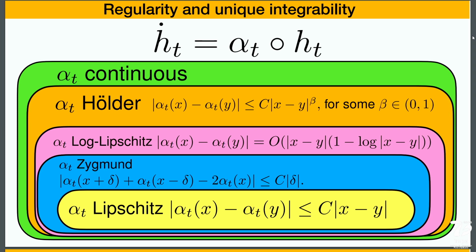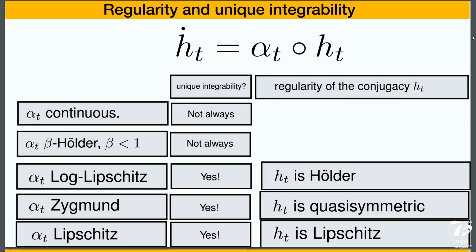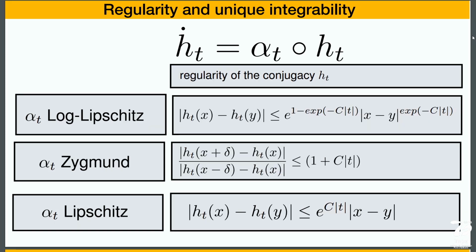And these are the two cases that I'm mostly interested in, okay? So, as I said, for continuous and Hölder, you don't always have unique integrability. For Lipschitz, you do have unique integrability, and the flow is actually Lipschitz. But this is not a very nice situation, because in this dynamical setting, alpha t is very rarely Lipschitz. It's not even bounded variation. It's really bad.